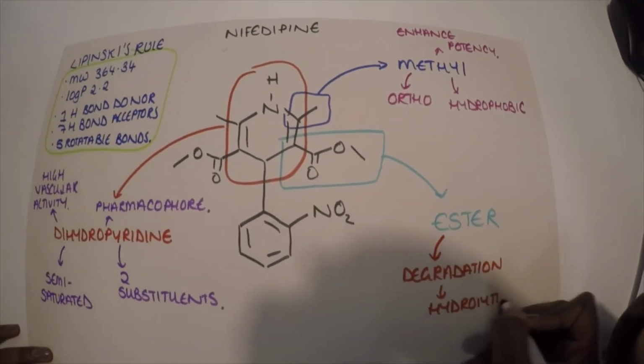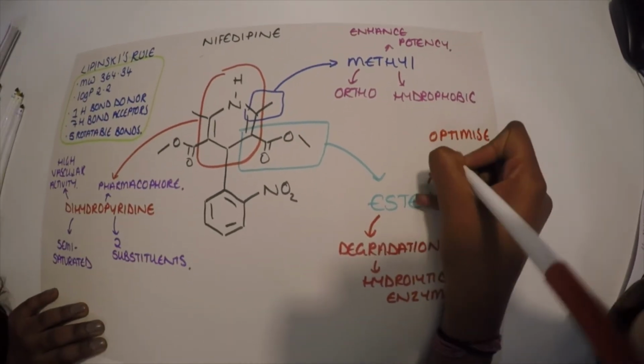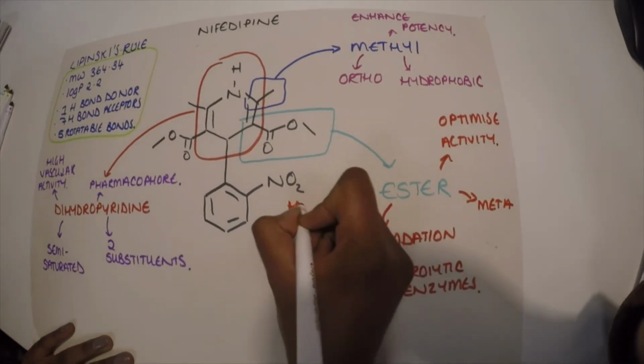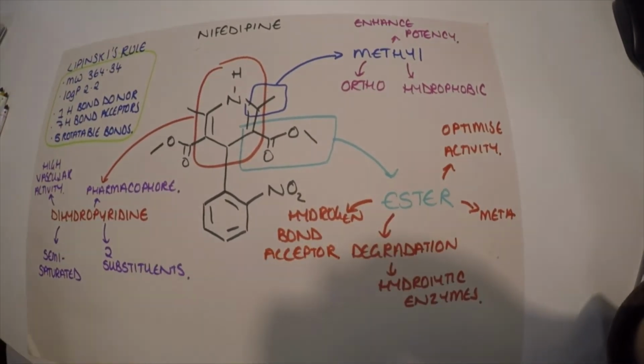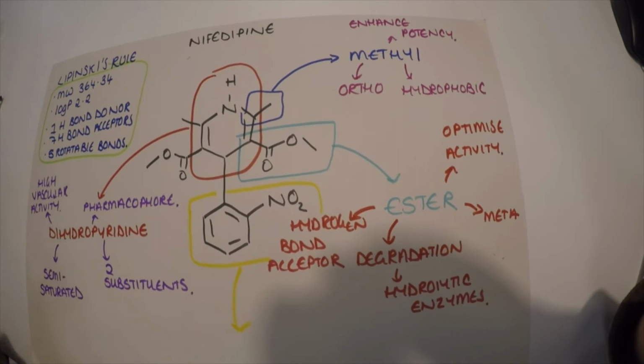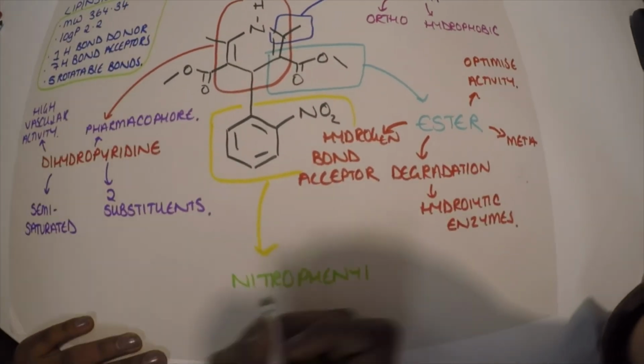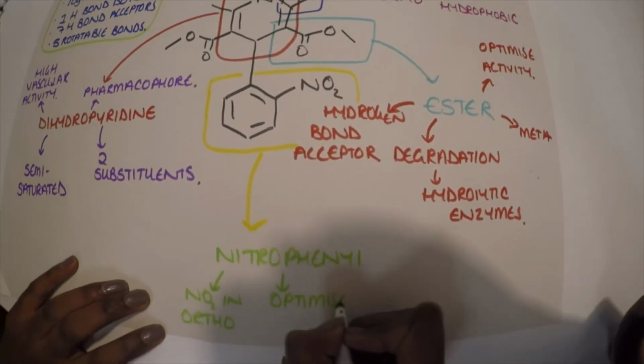It also makes the molecule more prone to degradation. They also take part in hydrogen bonding as hydrogen bond acceptors. In the para position is a nitrophenyl functional group. The nitro group is in the ortho position. A substituted phenyl ring at the C4 position optimizes activity.